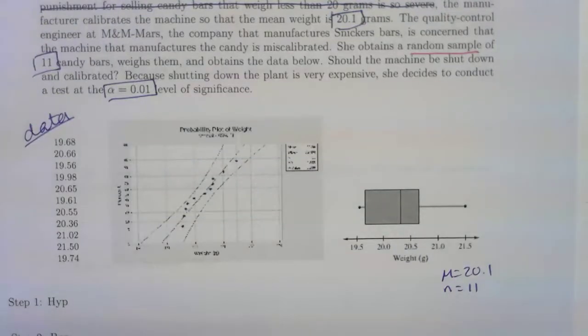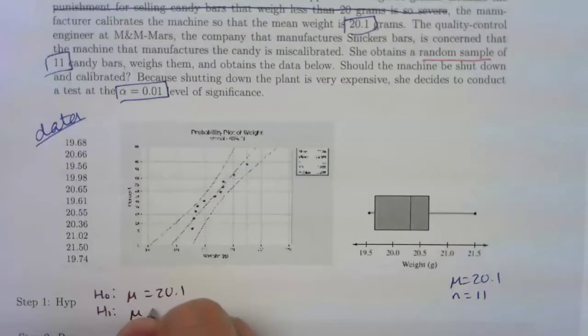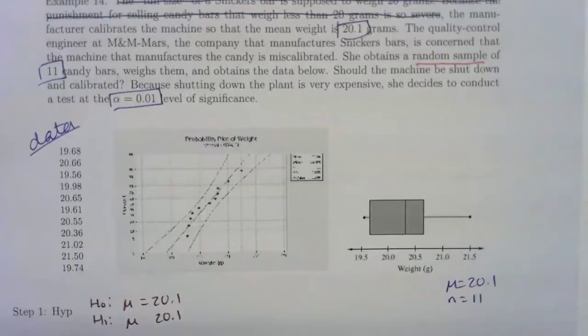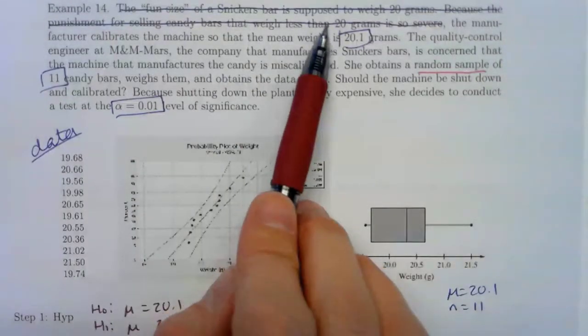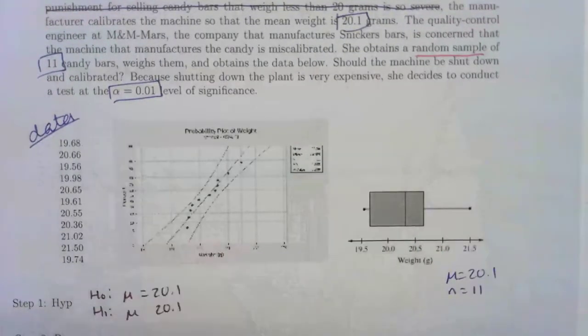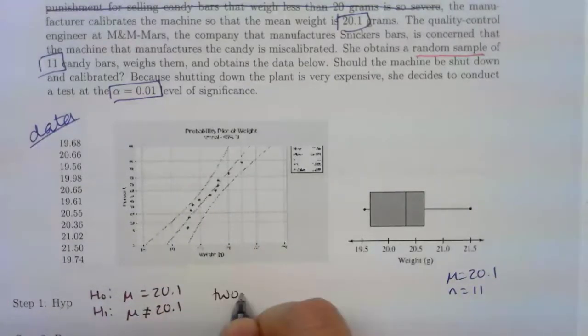First, we can set up our null and alternative hypotheses. So mu equals 20.1. And then the question is, what goes in the alternative? Remember, this first sentence and a half is unimportant to us. So really, what does the question ask? The question says, should the machine be shut down and calibrated? Well, the only reason to recalibrate the machine is because it's off. That does not mean it's off in the less than direction. It means it's off, period. So this is actually a two-tailed test.